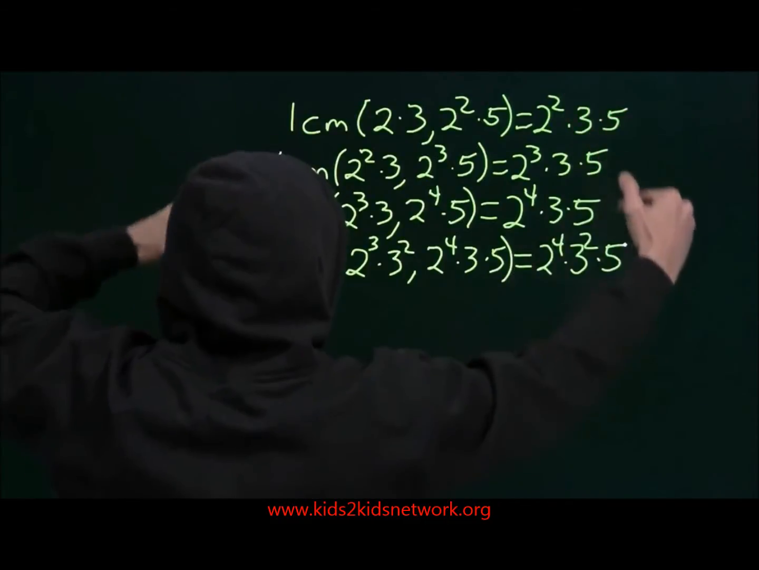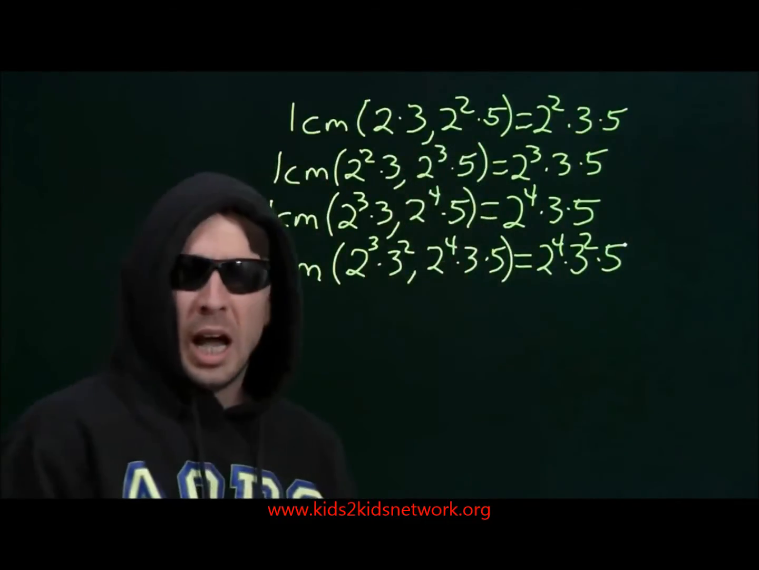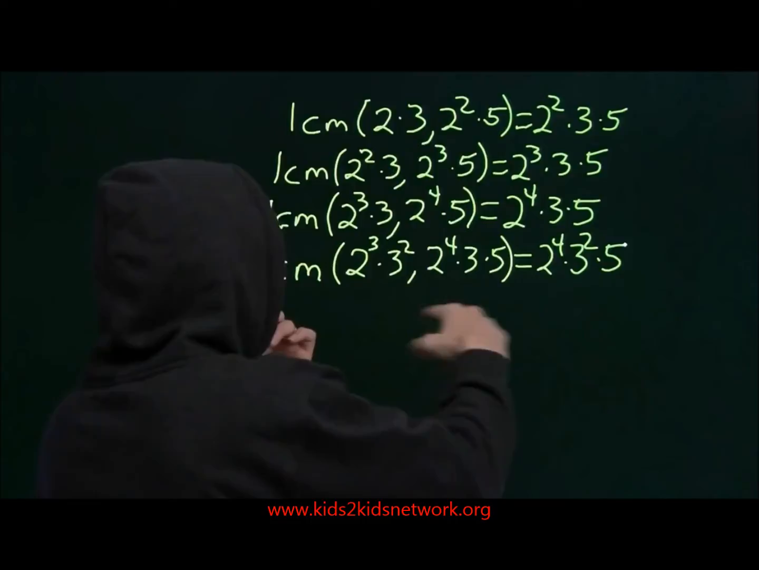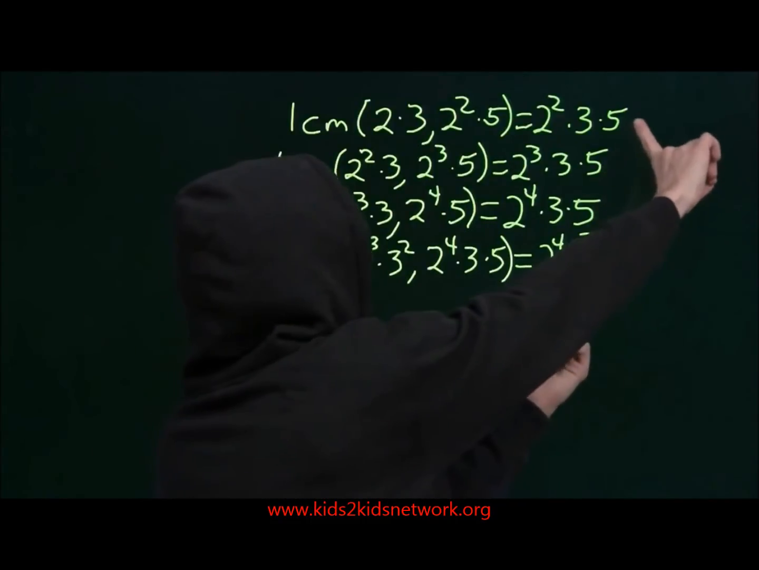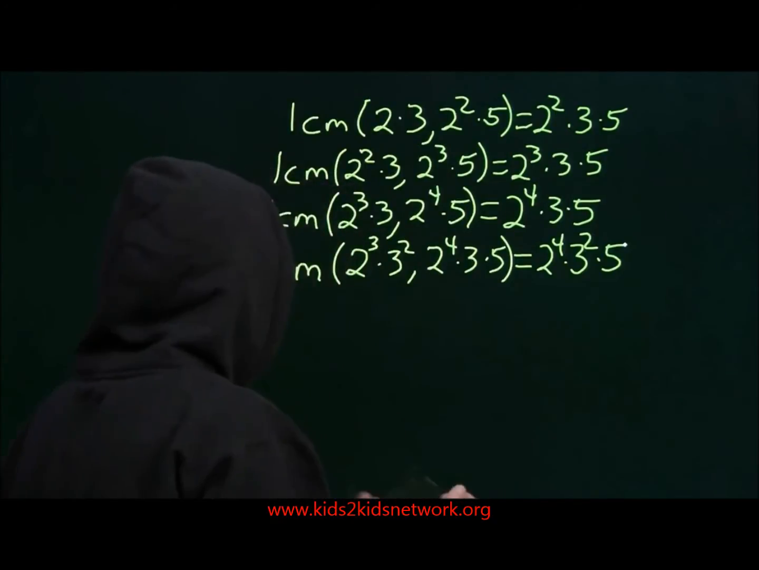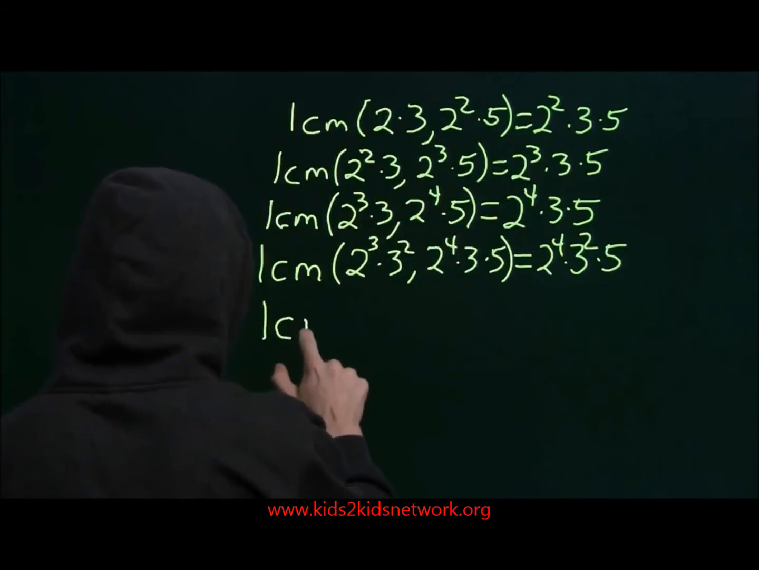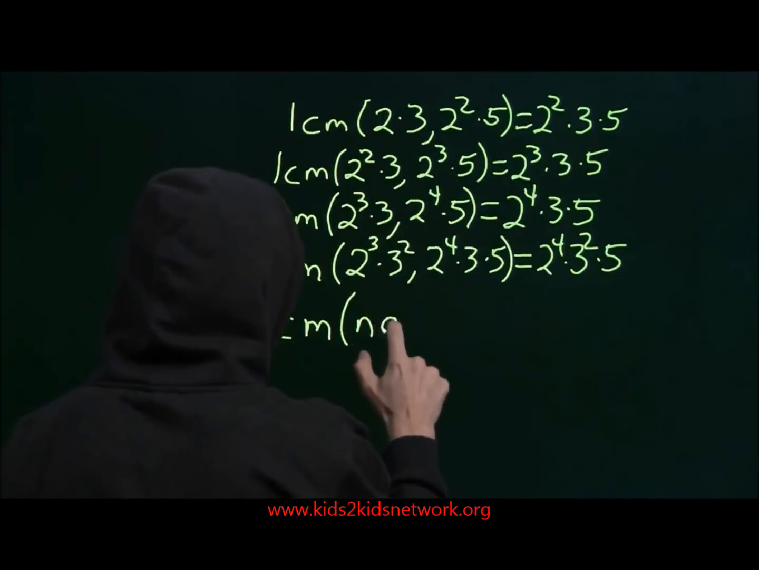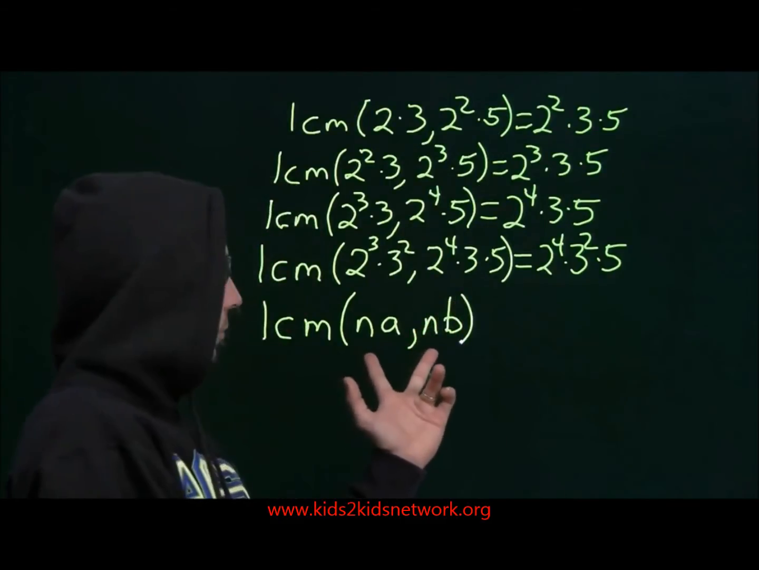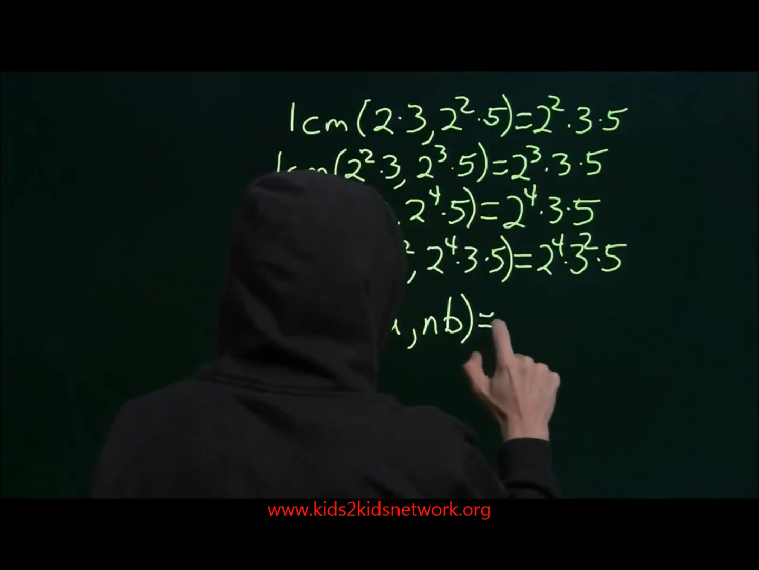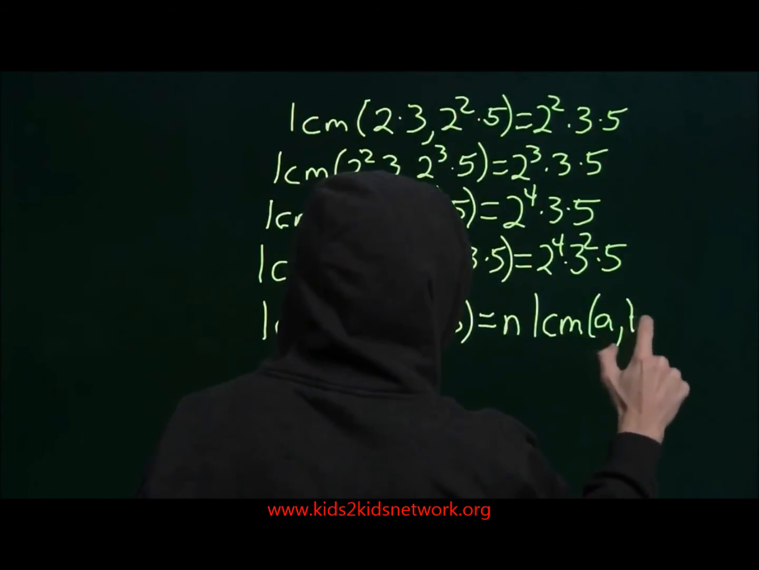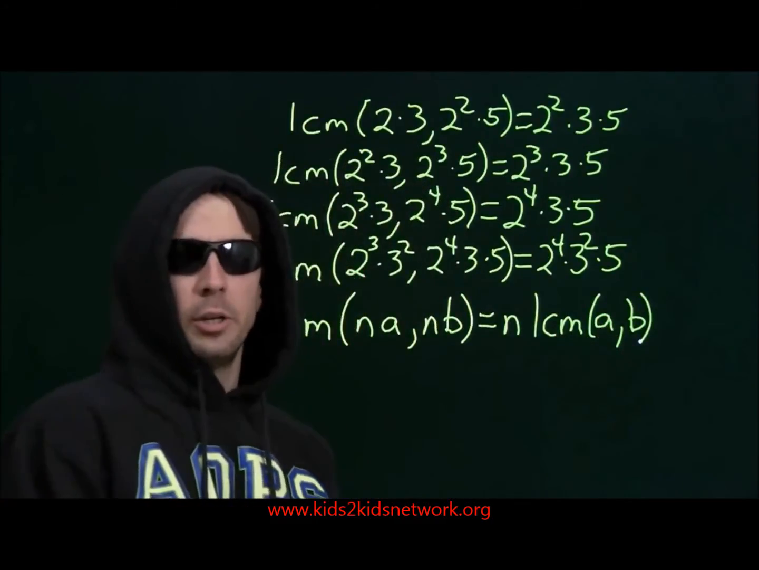So now look what I did all the way through this. From here to here, I multiplied each number by 2 2's and 1 3. And as a result, look what happened to the least common multiple. It got multiplied by 2 2's and 1 3. And in the same way, if I start with any two integers, a and b, and I multiply them both by some other integer, n, and then I find the least common multiple of these two new numbers, the least common multiple will be just n times the least common multiple of the numbers I started with.